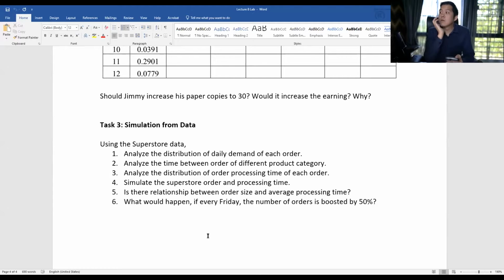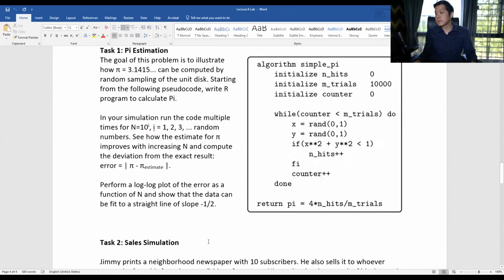Okay, so you should submit this before April 10. So instead of April 2nd, make it the 9th of April. So you have 2 weeks to do this.